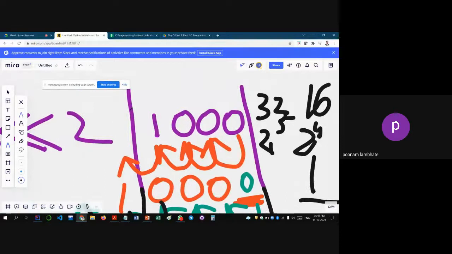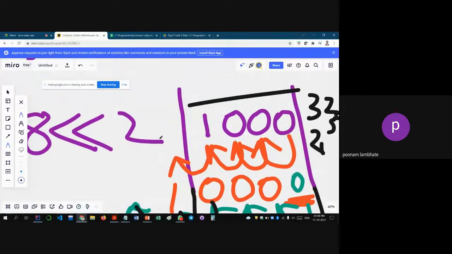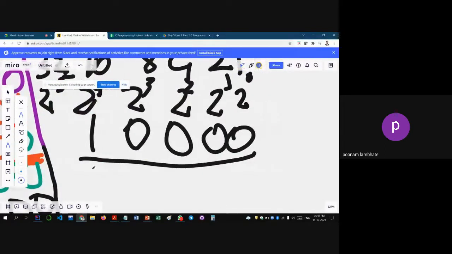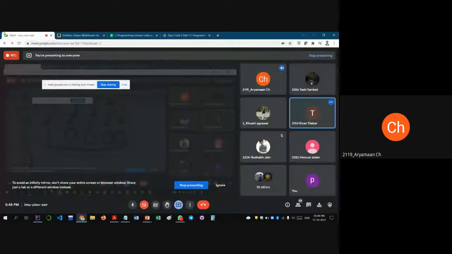For 8, you need minimum 4 bits. Okay, have you got this? Why 4 bits when you have to consider 5 bits and all? Is it clear? Yes, sir.